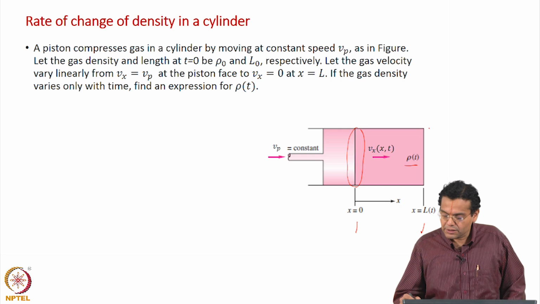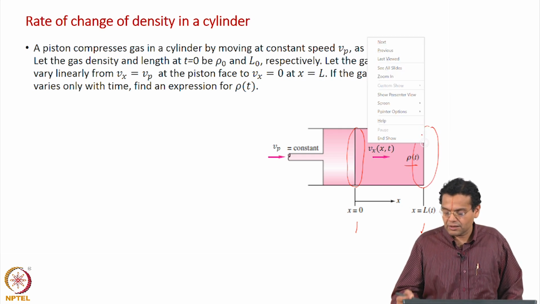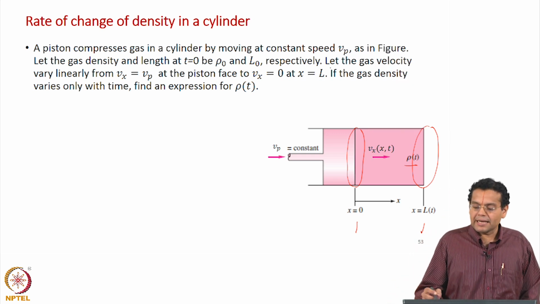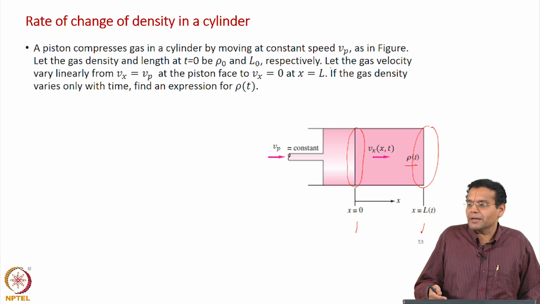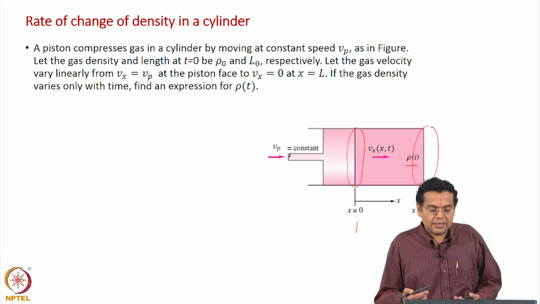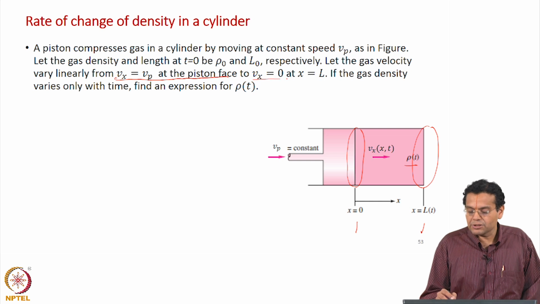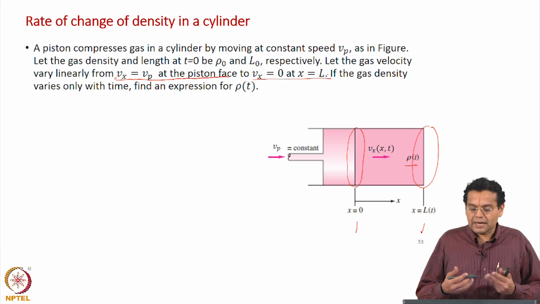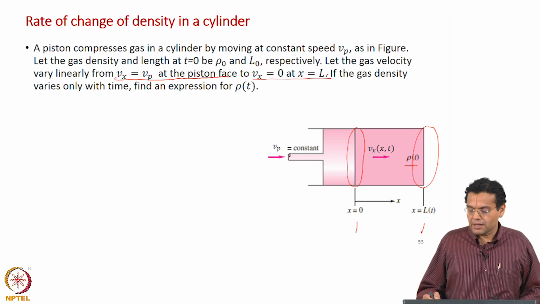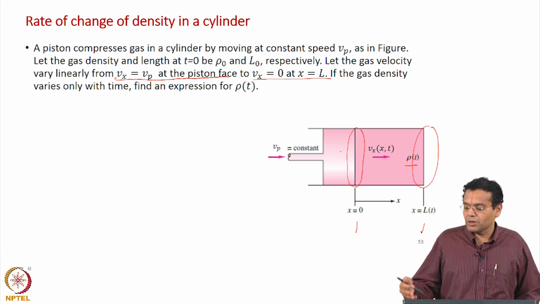Now, this surface of the cylinder is stationary, so the velocity of fluid at that surface is also 0. That is why it says let the gas velocity vary linearly. Of course, we are making the assumption that the variation is linear. What I explained is the condition that V x equal to V p at the piston face and V x equal to 0 at x equal to L. They are nothing but the velocity of the piston at the face of the piston and the velocity of the surface of the cylinder, which is 0 at the other side.